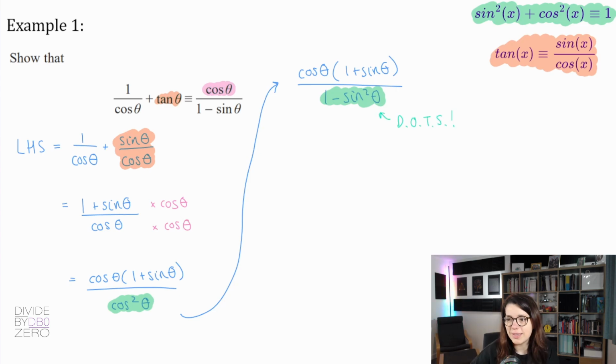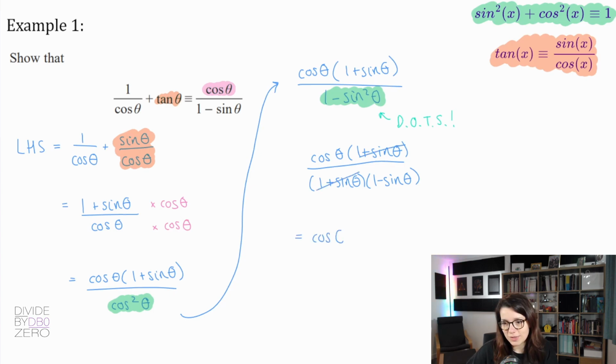It's great news because it means we can factorize it into two brackets, 1 plus sin theta, 1 minus sin theta. Put the top on again. Notice these two brackets match, so we can cancel them. We're left with just cos theta over 1 minus sin theta, which is the right-hand side, RHS, and we're done.